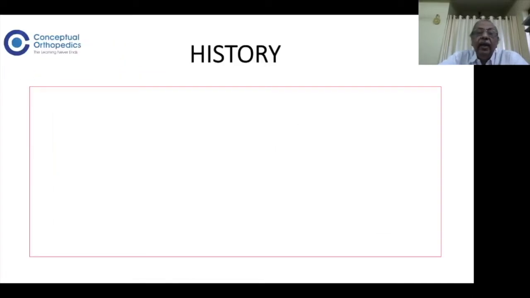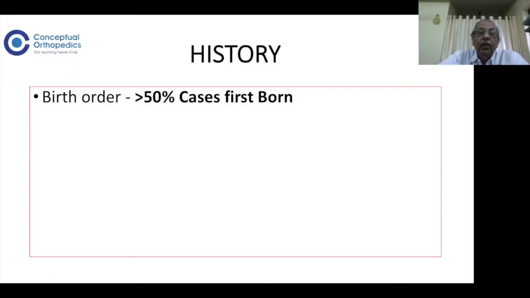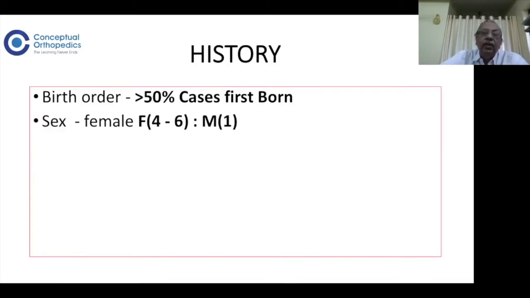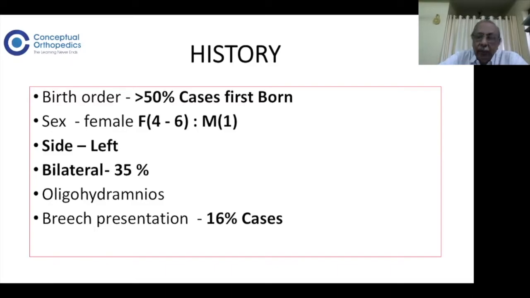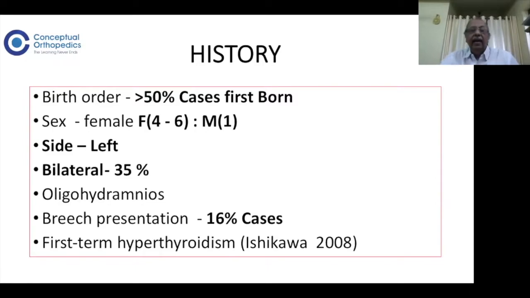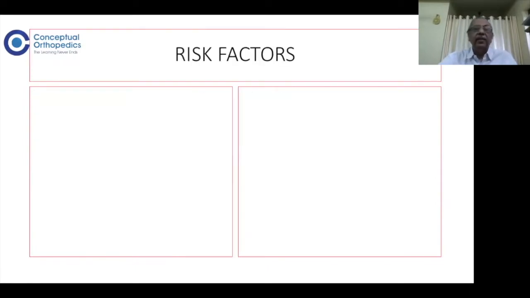How will you clinically evaluate these children? In the history you have to ask for the birth order. More than 50% of the cases are firstborn children. The female preponderance is there. The left side is more commonly affected than the right. Bilateral cases are found in 35% of cases. They may be associated with oligohydramnios and the breech presentation. The breech is seen in 16% of the cases, and first term hypothyroidism has been reported in some series.